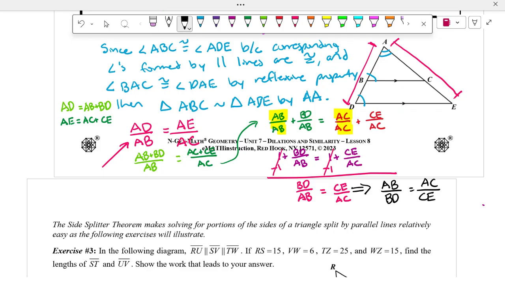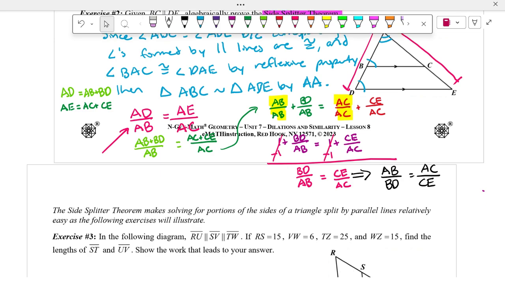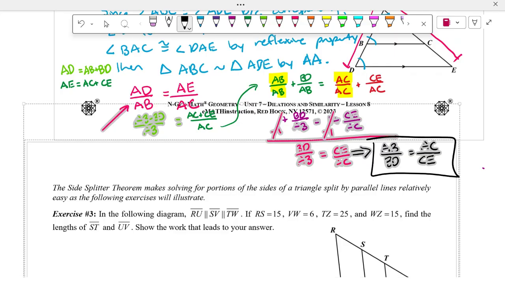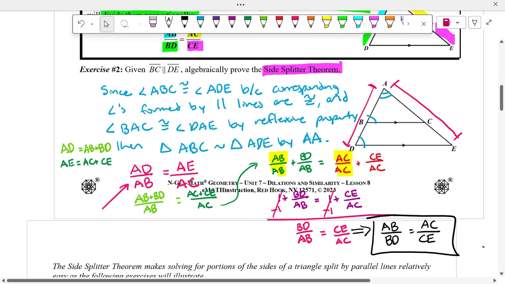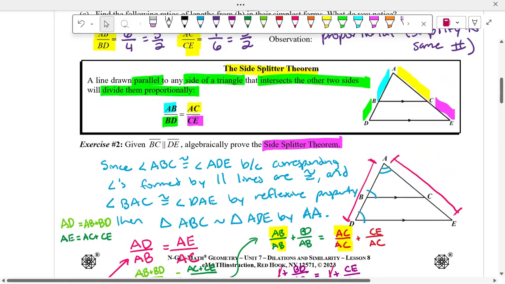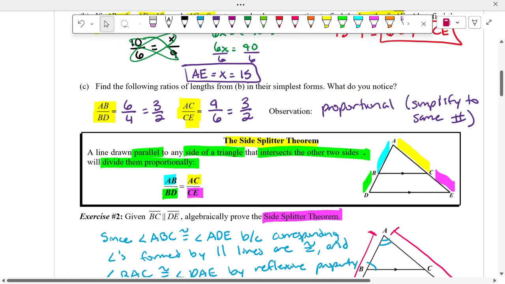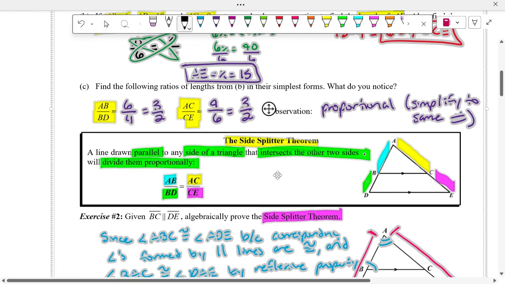After the lesson. All right, so moving on. Anyway, that was just a roundabout way of saying that this is the side splitting theorem formula. And all it means is that if you take each side piece of the big sides and you write them as a proportion, those two proportions would be equal, just like we got when we did it up here. All right?